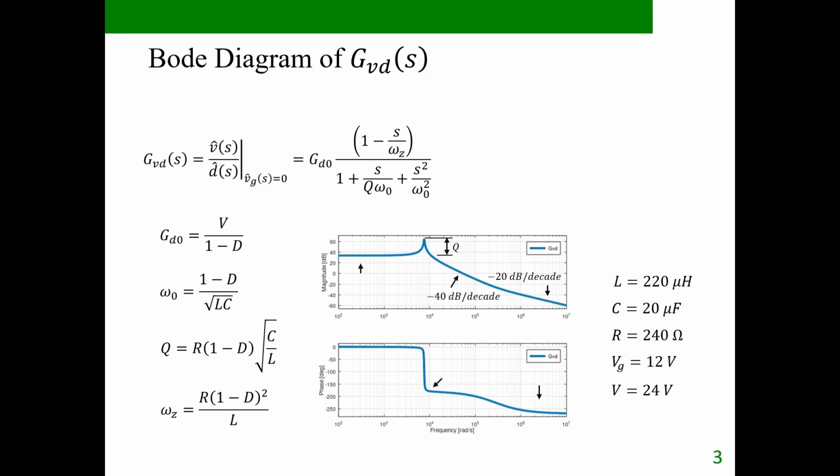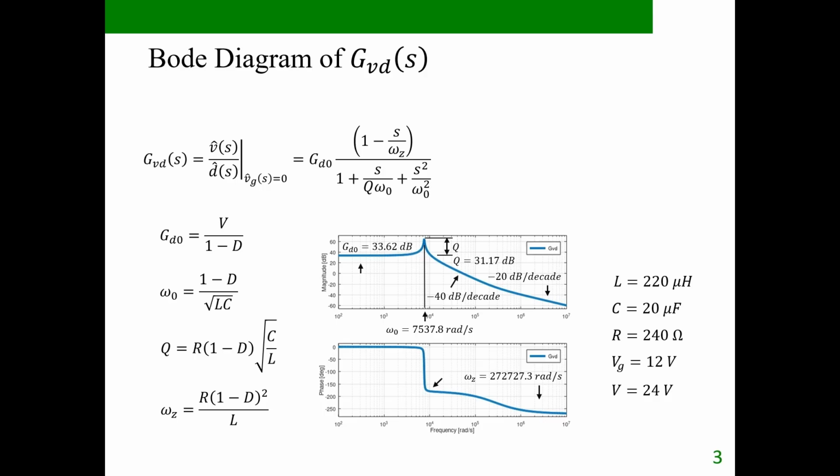From these values, we compute Gd0, Q, omega 0, and the right half plane zero frequency omega z. These numbers match the markers on the plot, so DC gain at 33.62 decibels, resonance peak around 31.70 decibels, natural frequency around 7.5 kiloradians per second, and right half plane zero frequency around 273 kiloradians per second.